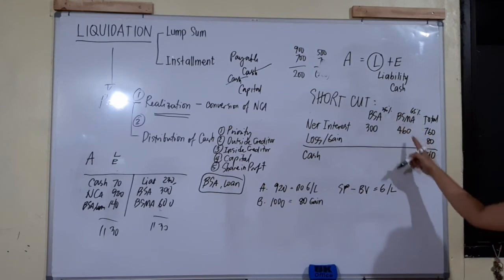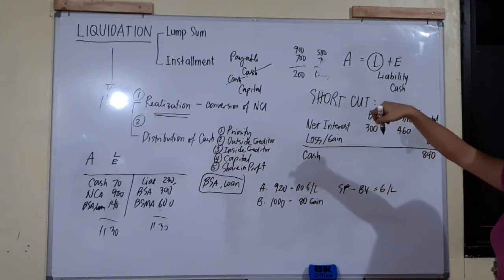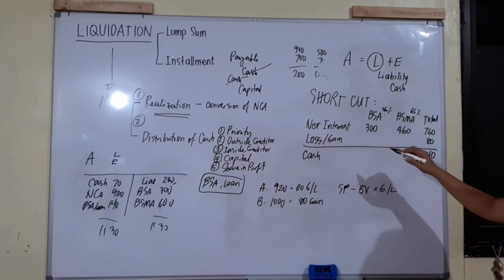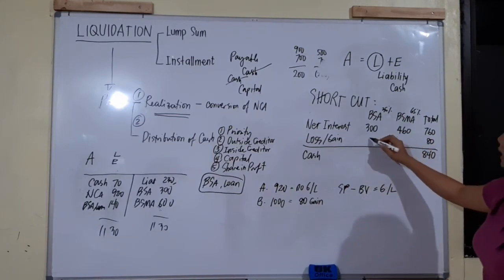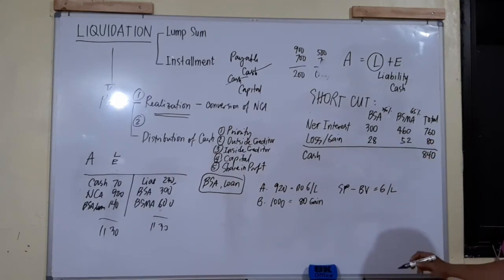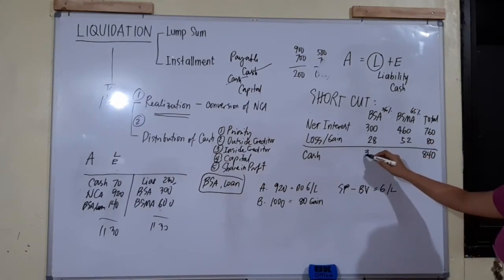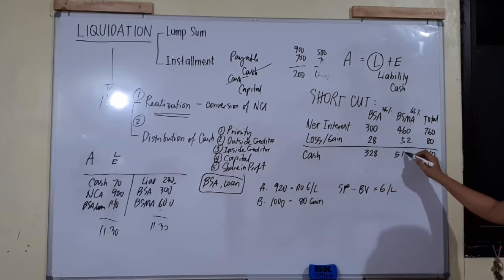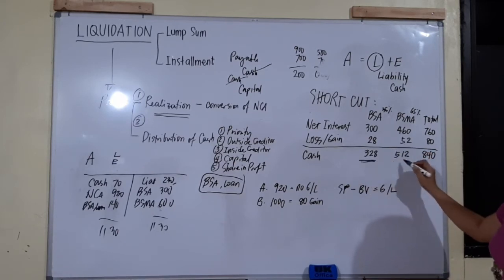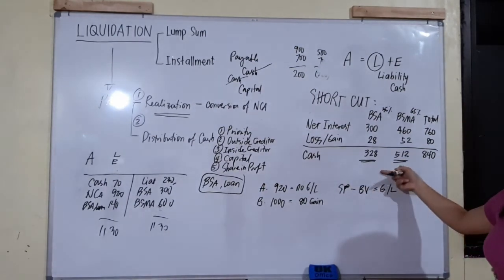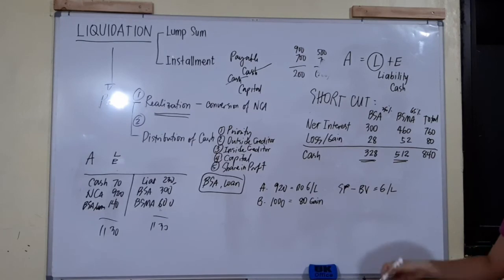Kaya, gamitin natin ito. So, this is, magkano to? 80 times 35, 28. And this is 52. Right? Kaya ang mauuwi ni BSA ay 328 at kay BSMA 512. At ito din yung nakuha natin kanina. Okay? Ito din yung nakuha natin kanina sa case B.